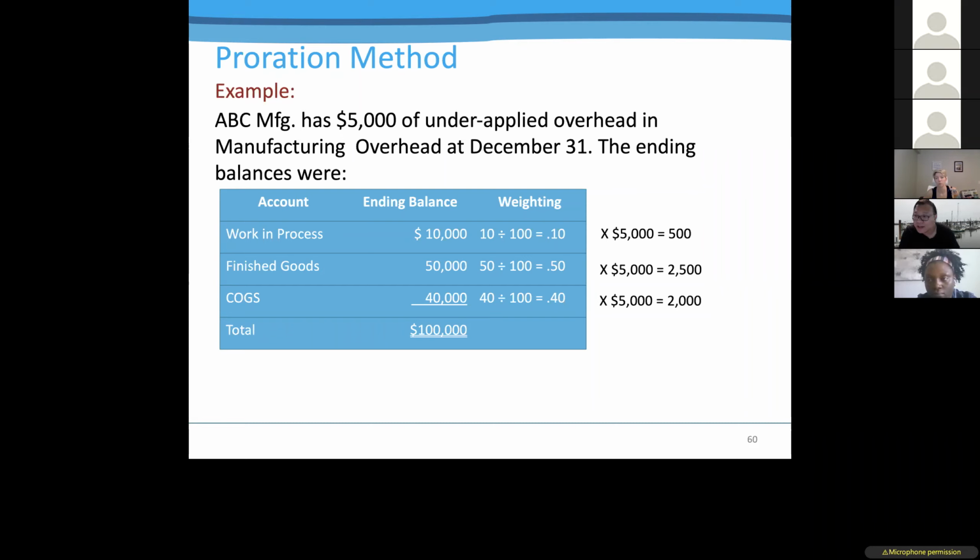Okay, so what's my accounting journal entry here? So if I have a $5,000 under applied overhead, what should I do to my manufacturing overhead account? Should I debit it or credit? Credit the manufacturing overhead account. Erin, what did you say?